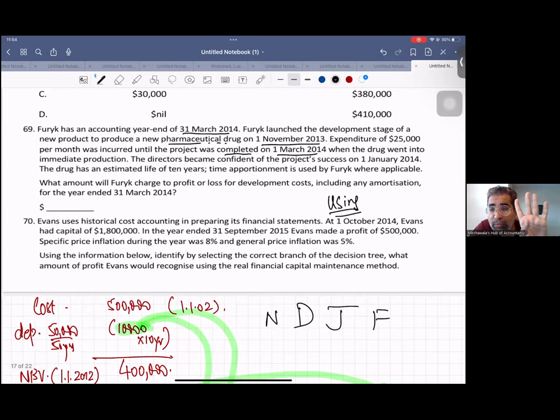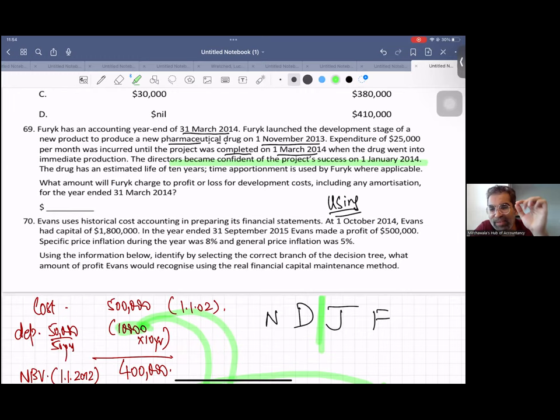Just four months working on the project, and from 1st March it is completed. Now, the drug went into immediate production. The directors became confident of the project's success on 1st January 2014. This is a very important line. This is the date C. 1st January 2014 is the date when the criteria is met.